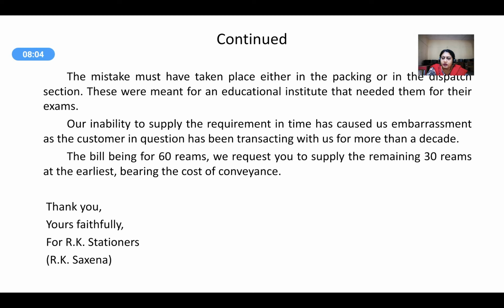The bill being for 60 reams, we request you to supply the remaining 30 reams at the earliest, bearing the cost of conveyance. You start the letter by thanking the person for delivering the order, but then you factually prove it to them that the order was not completely placed and only half of it was delivered, and what was the trouble that occurred due to the half delivery of the product. And then in the last aspect, you ask for rectification. You ask them to send the remaining 30 reams, with them bearing the cost of conveyance.